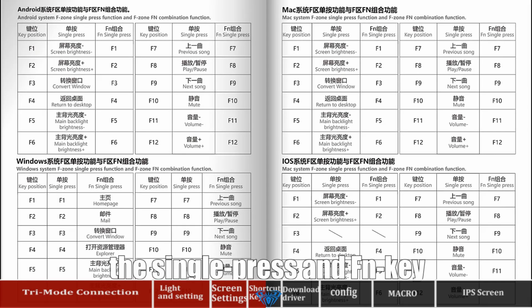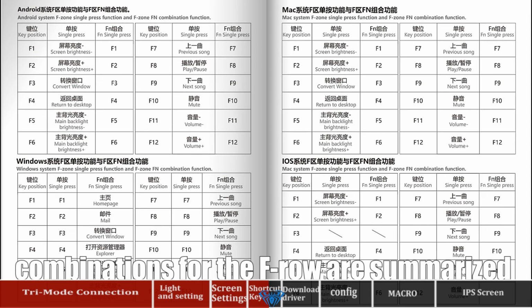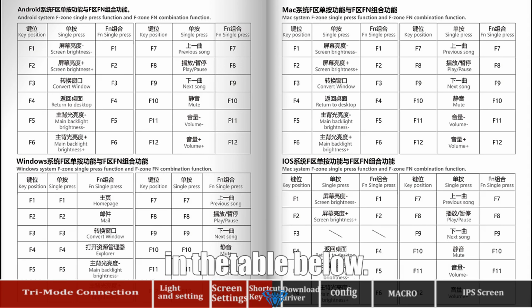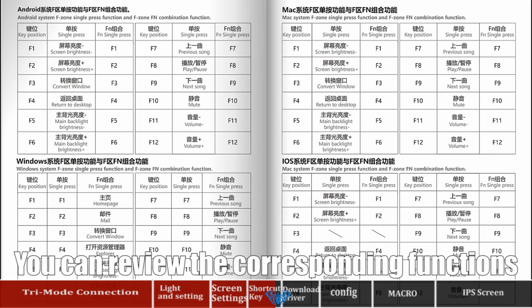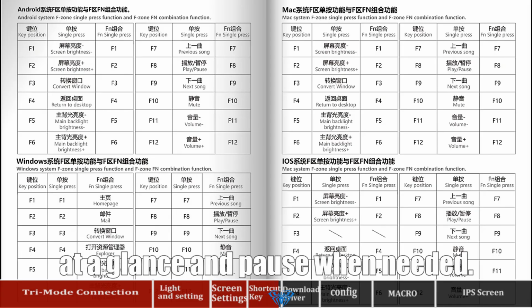For easy reference, the single press and FN key combinations for the F row are summarized in the table below. You can review the corresponding functions at a glance and pause when needed.